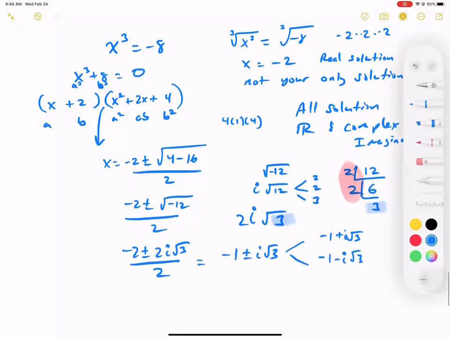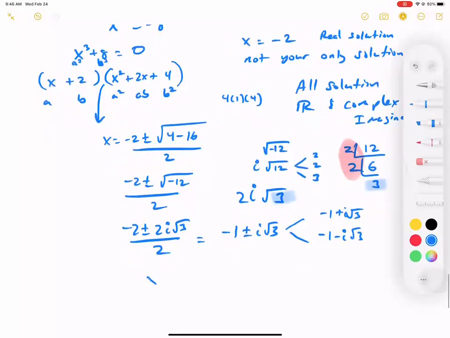So our actual answers are going to be x is equal to negative 2, negative 1 plus i square root of 3, and negative 1 minus i square root of 3.